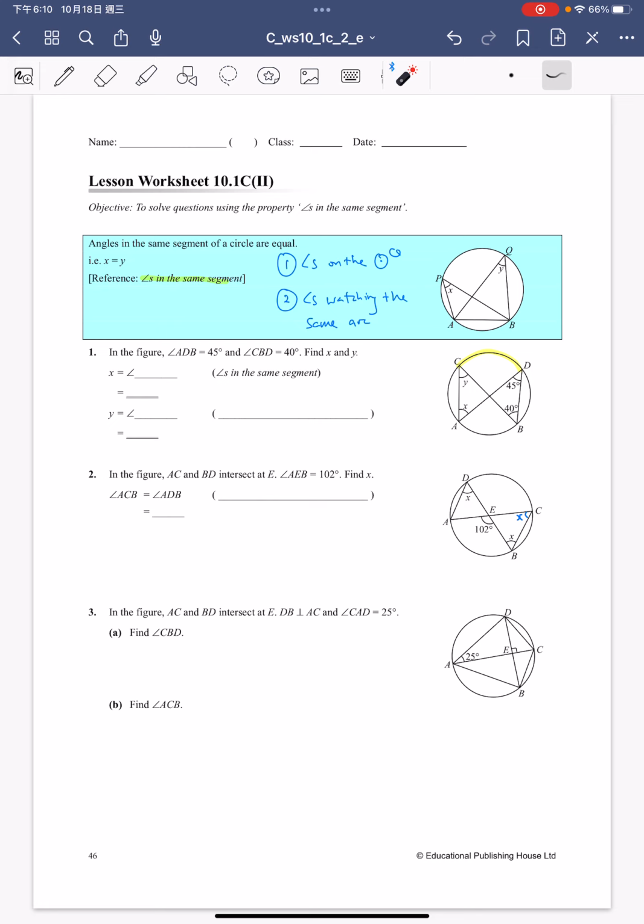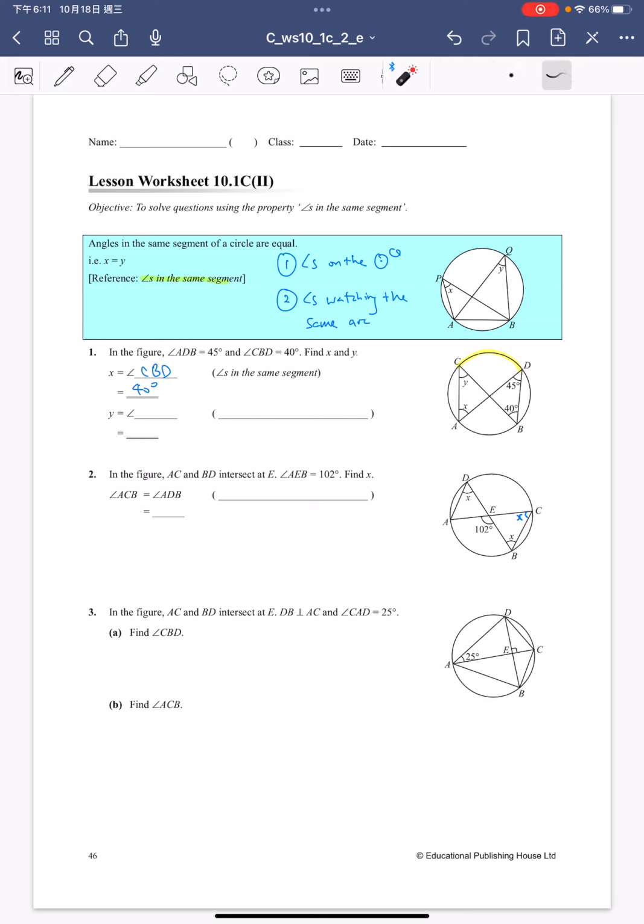So how about the first condition? Both x and CBD are on the circumference, isn't it? So that's the angle at the circumference, and both conditions are fulfilled. Then we can say that the angle x is equal to the angle CBD, which is equal to 40 degrees.